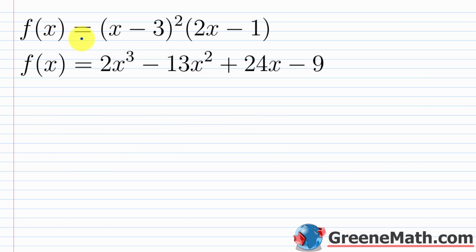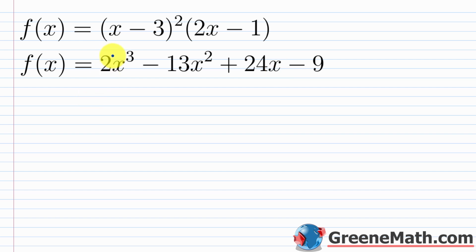Okay, let's look at the example. So here I have f of x equals the quantity x minus 3 squared, and then times the quantity 2x minus 1, and I've put this right here as f of x equals 2x cubed minus 13x squared plus 24x minus 9, if you want to see it being simplified. So what is the first step? We're going to think about the end behavior.